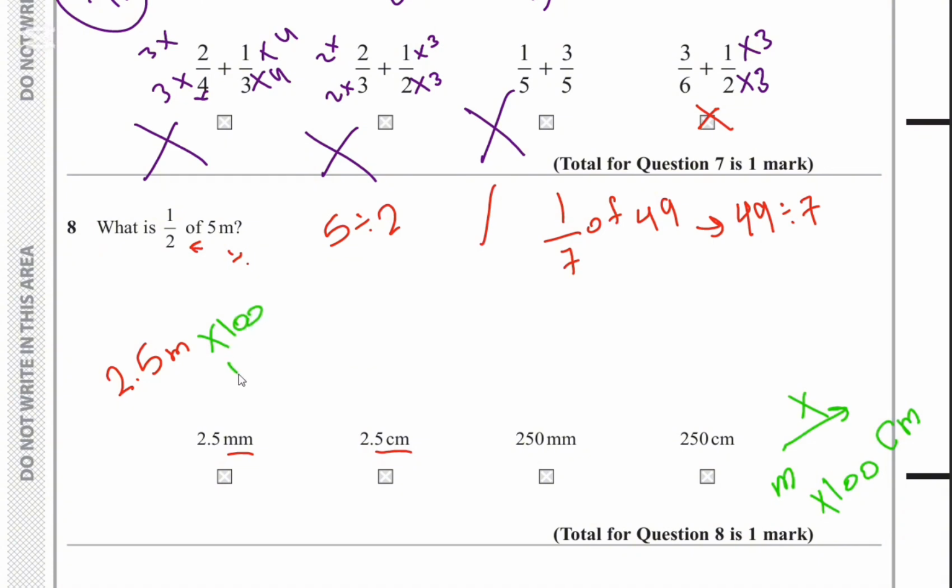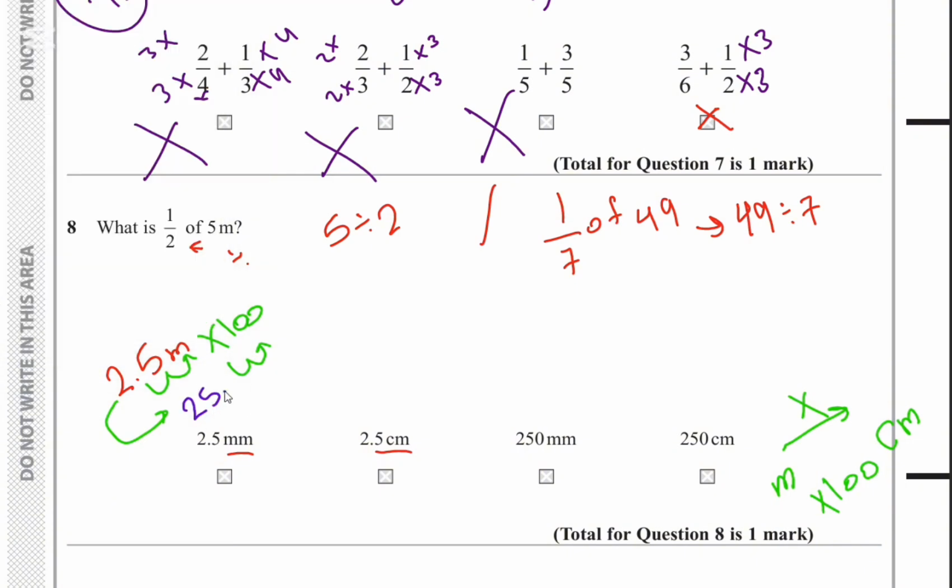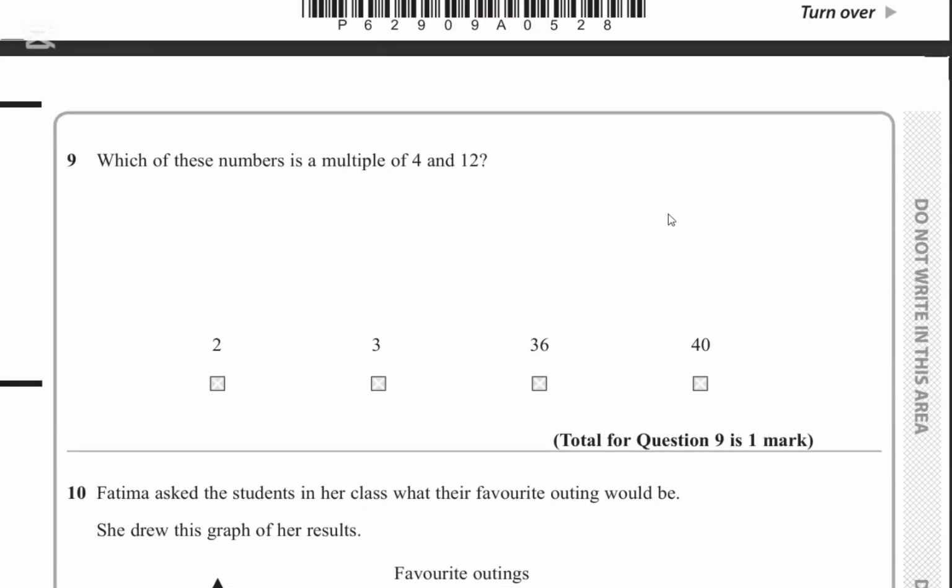Multiplying by 100 is like moving 2 steps to the right. So just take that step here, 1, 2. So this will be 250 centimeters, which is this answer right here. So this is the correct answer. All right, let's go next.